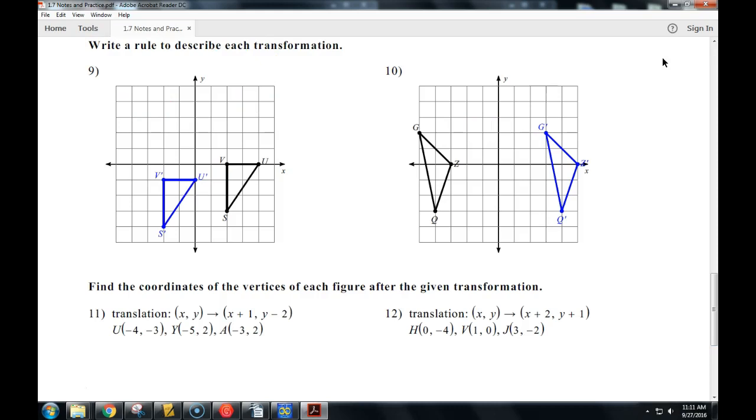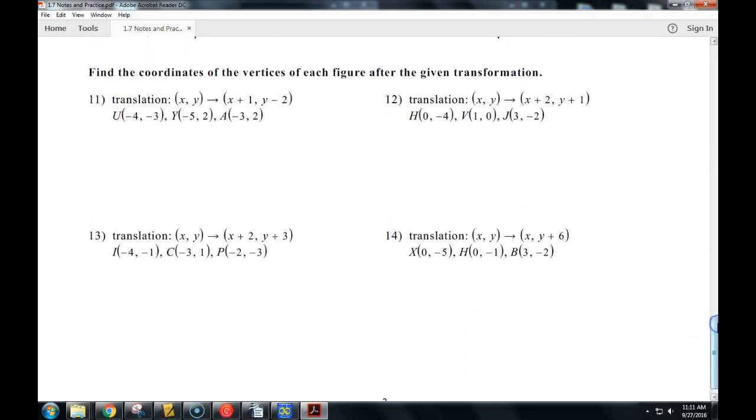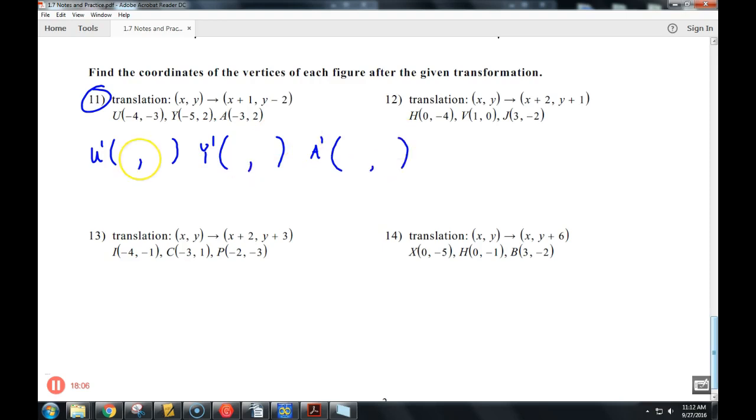Alright, finishing this up. Down here at the bottom, I don't think I'm going to do all 4 of these because they look very, very similar. Matter of fact, I think I'm only going to do number 11. So let's take a peek at number 11 and find the coordinates. So this is without a picture. We should be able to simply look at the rule, make the addition or subtraction moves, and write new coordinates. So what they want me to do is come up with the new U, U prime, the new Y, or Y prime, and the new A, A prime. And what I have to do is use the coordinates up above and do the math.